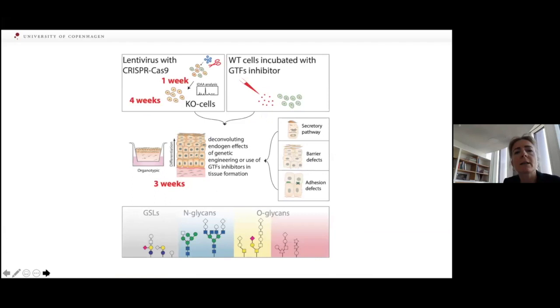We used CRISPR-Cas9 delivered with lentivirus to edit the immortalized keratinocyte cell line from Jim Reynolds' lab, the N31, which makes a nice organotypic model with a nice stratified epithelia. So we used these knockout cells to make organotypic models in order to deconvolute endogenous effects of individual glycogenes on tissue formation.